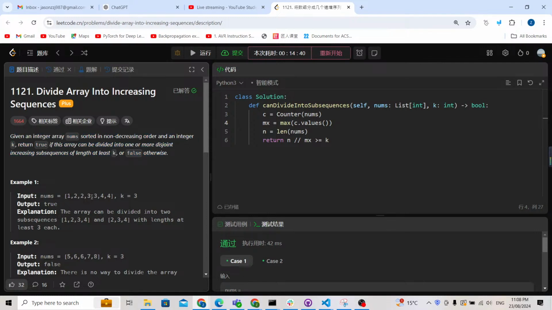I think most of us can think about this kind of greedy idea. If you know the brute force, and you think a step forward, maybe you're going to think about this idea. You find the maximum frequency and the least groups you can have to meet the condition. For example, you're going to have 2 groups, so this is why we get to the conclusion: the length of the array divided by the maximum frequency should be more than or equal to k.